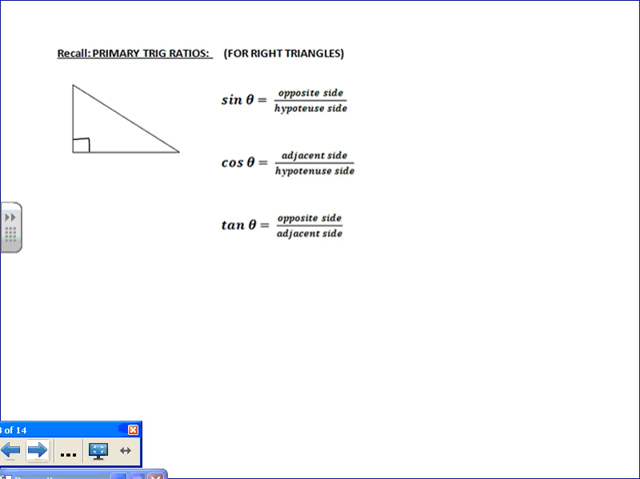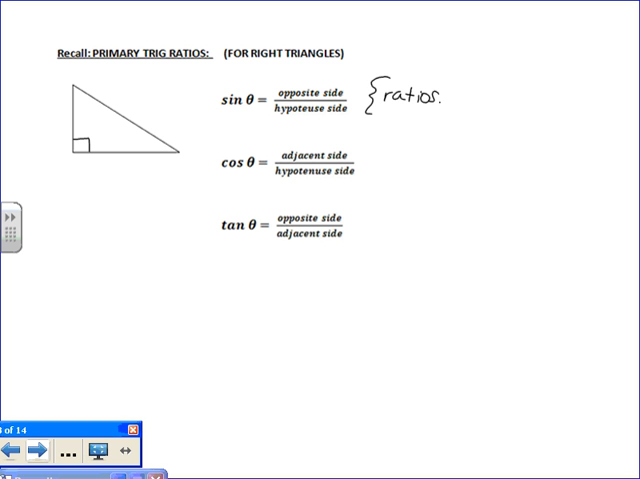But when we have a right triangle, there are three primary trigonometric ratios that we can use for that right triangle. The sine of an angle is equal to the ratio of the opposite side over the hypotenuse. The cosine of an angle is equal to the adjacent side over the hypotenuse. And the tangent of an angle is equal to the opposite side over the adjacent side. That's a ratio. So each of these are ratios of side lengths, and they're equal to the sine, cos, or tangent of that angle.